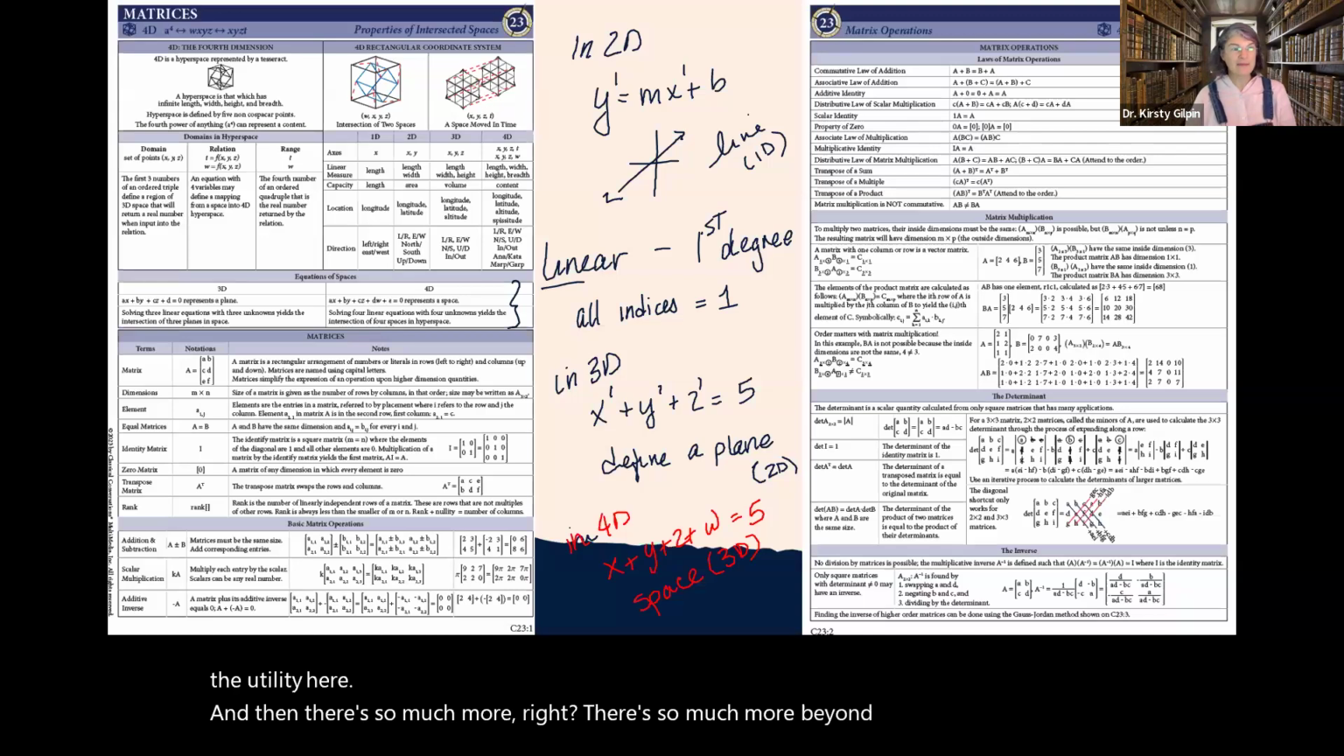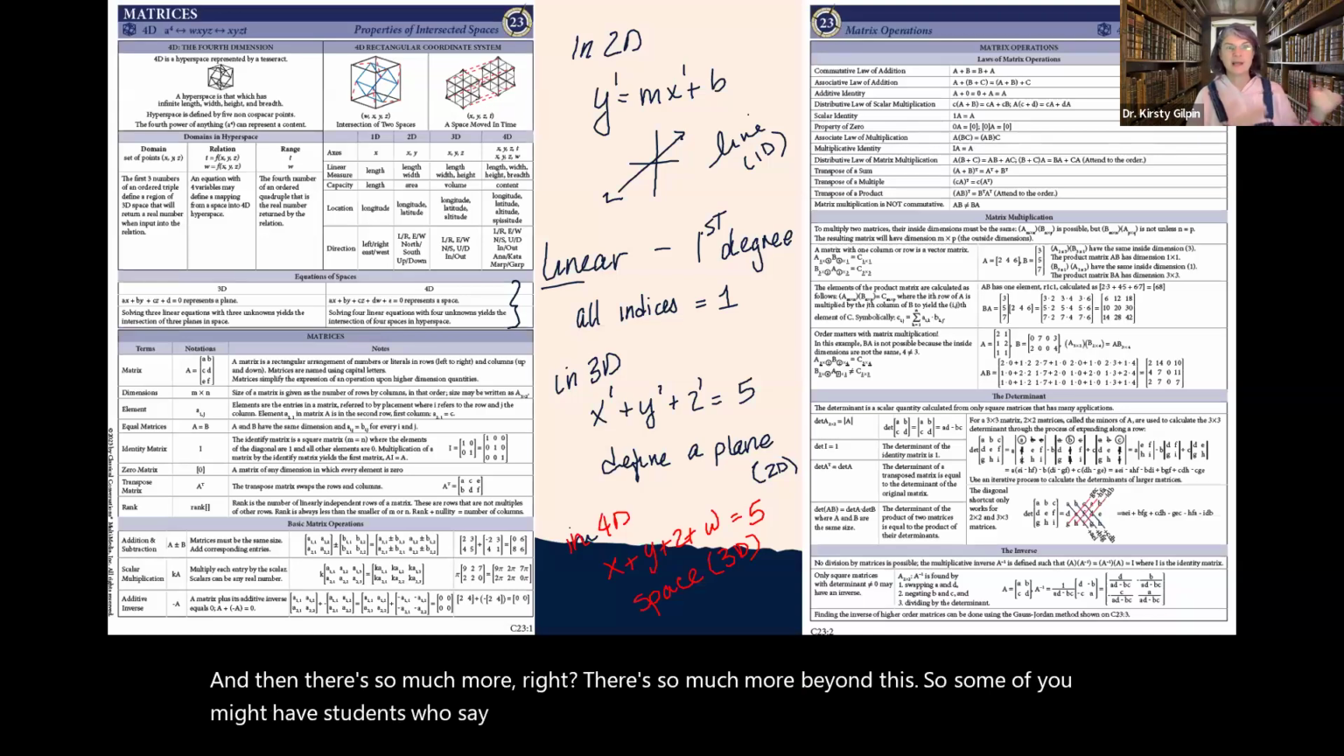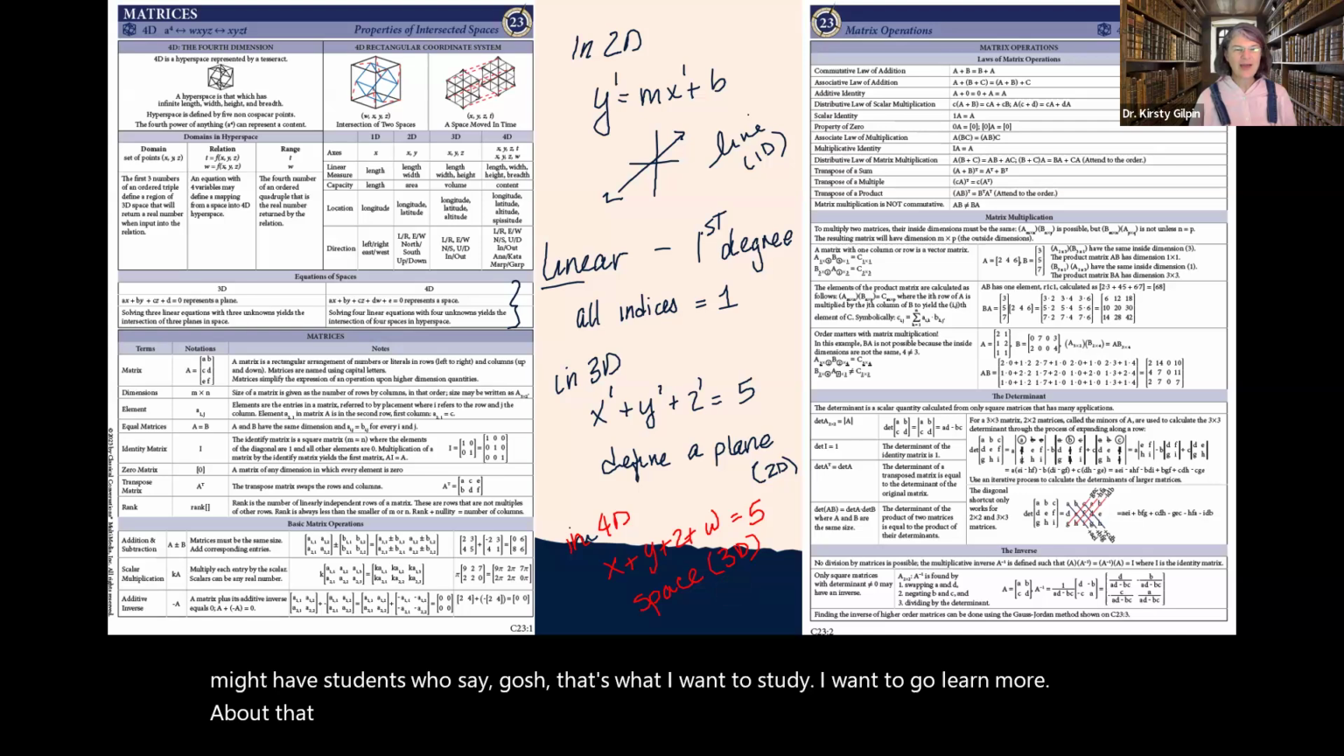So some of you might have students who say, gosh, that's what I want to study. I want to go learn more about that, right? So, all right. So that's our charts.